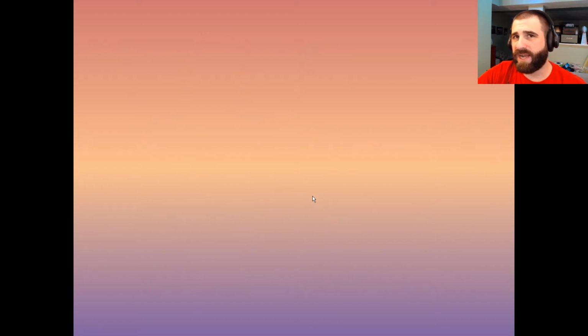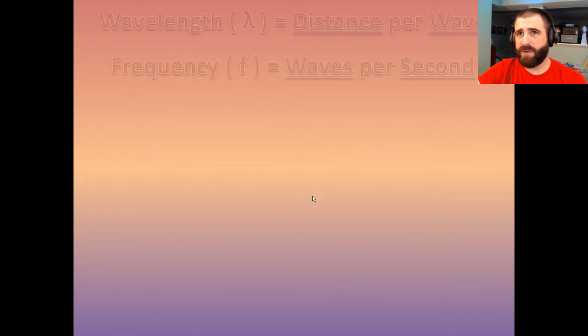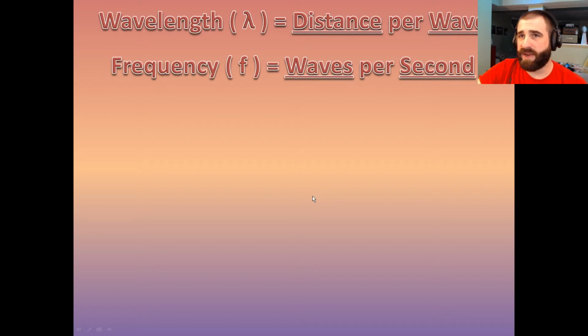And now, if we try to equationize this, we know that wavelength is distance per wave, and frequency is waves per second. But, pause and take a breath there. What do you mean wavelength is distance per wave, Mr. T? You told me it's the length that each wave travels. Well, yeah, it's per oscillation, right? It's how far it travels for one oscillation. Distance per one wave. Whereas frequency is how many waves every second.